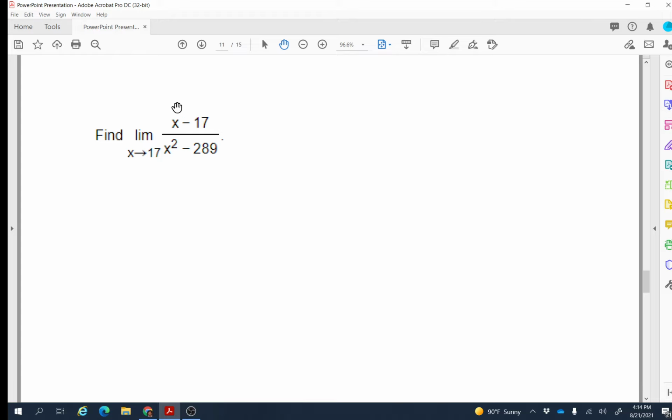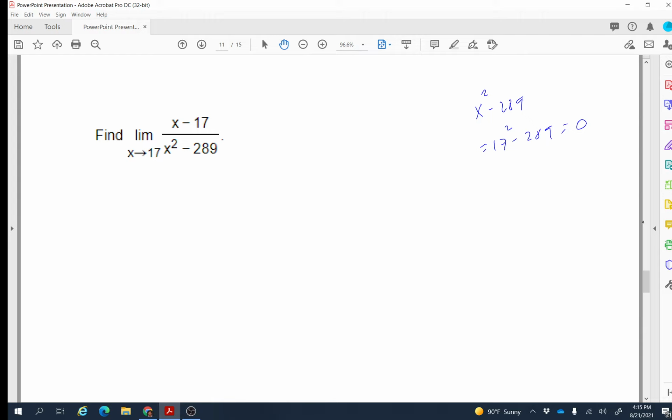There is one other example. There is a polynomial on the top and a polynomial on the bottom. If you try to plug in x equal to 17 on the top and bottom, on the bottom you are going to get x squared minus 289. If you replace x by 17, it would actually be 0. So we cannot use the limit laws here directly.